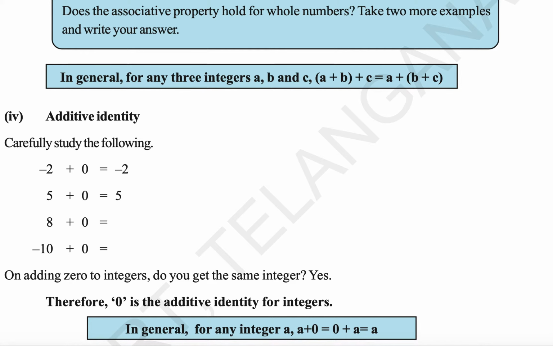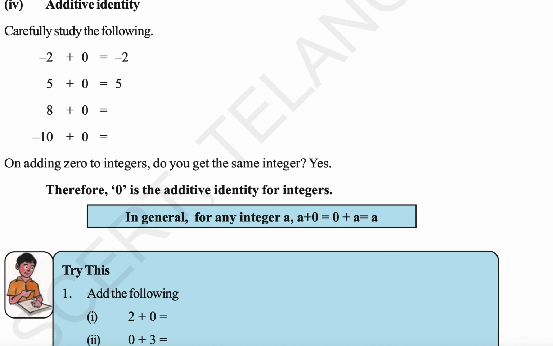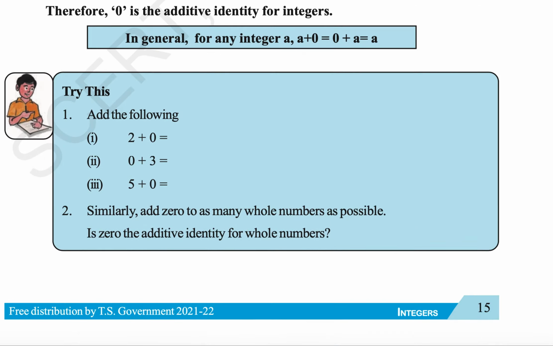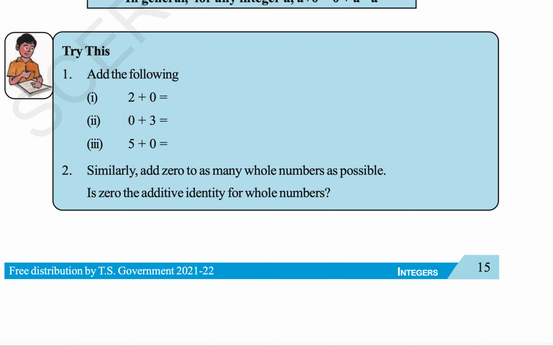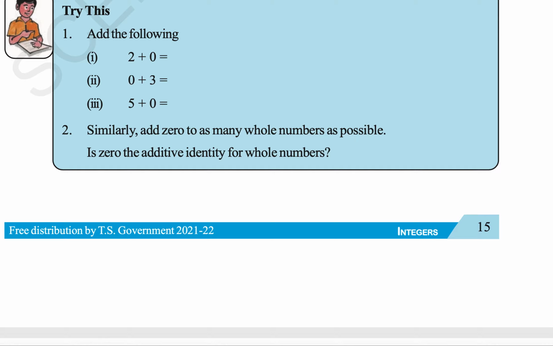Additive identity. Carefully study the following. Minus 2 plus 0 is minus 2. 5 plus 0 is 5. 8 plus 0 is 8. Minus 10 plus 0 is minus 10. On adding zero to integers, do you get the same integer? Yes. Therefore, 0 is called the additive identity for integers. In general, for any integer a, a plus 0 equal to 0 plus a equal to a. Add the following: 2 plus 0 is 2, 0 plus 3 is 3, 5 plus 0 is 5.